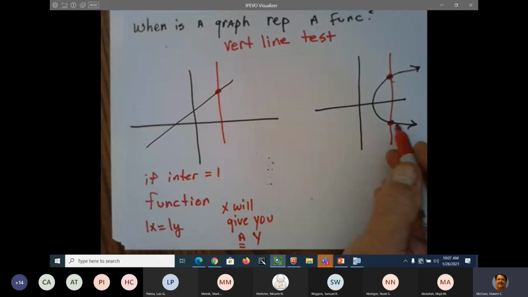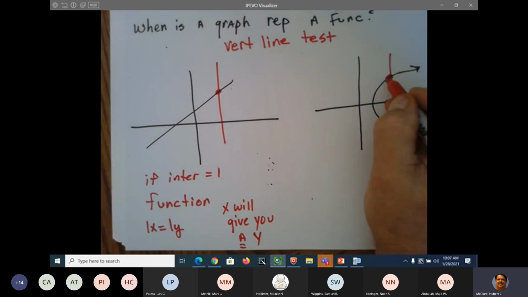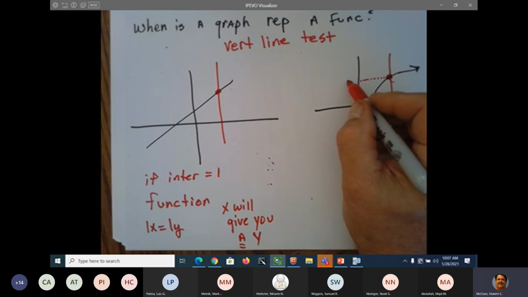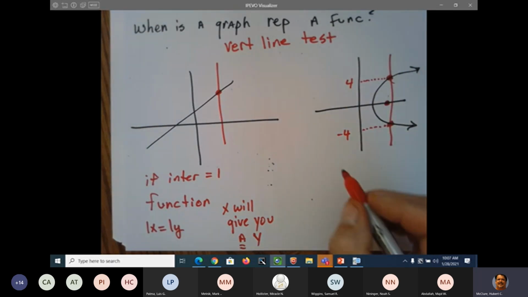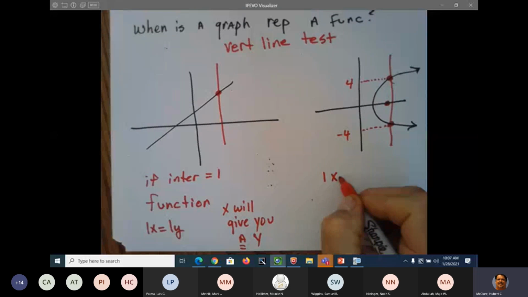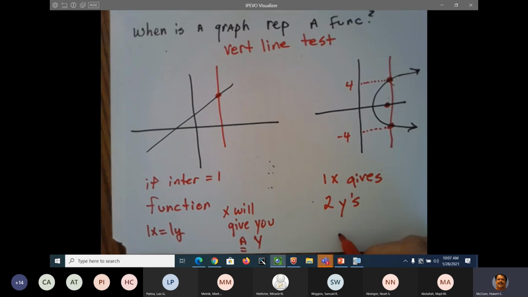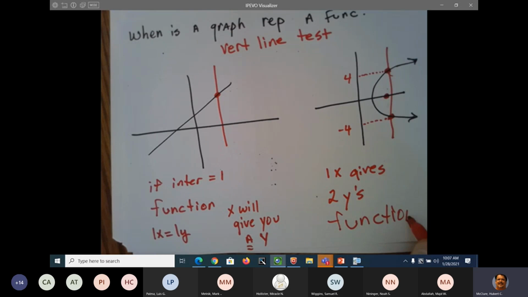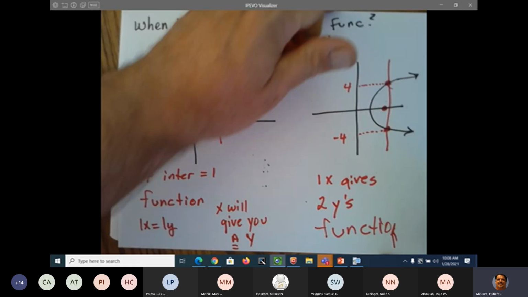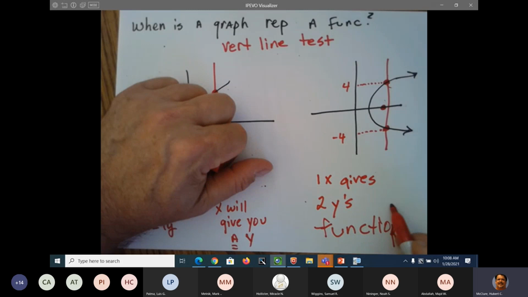Over here, x gives us what? Well, you got a y up here. Let's say this is 4, and this is negative 4. 1 x gives us what? 2 y's. And this is not a function.